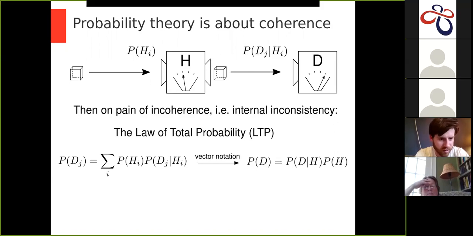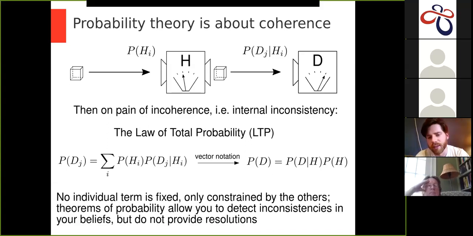That just says that the probability for the second measurement has to be the expectation value of the conditional probabilities for that second measurement given the first. Written down here on the left in index notation. For the rest of the talk, when I have a vector, I'm going to write it in vector notation. So P of D is a drop-in for the entire vector of all of the different D_j, and P of D given H is a conditional probability matrix.